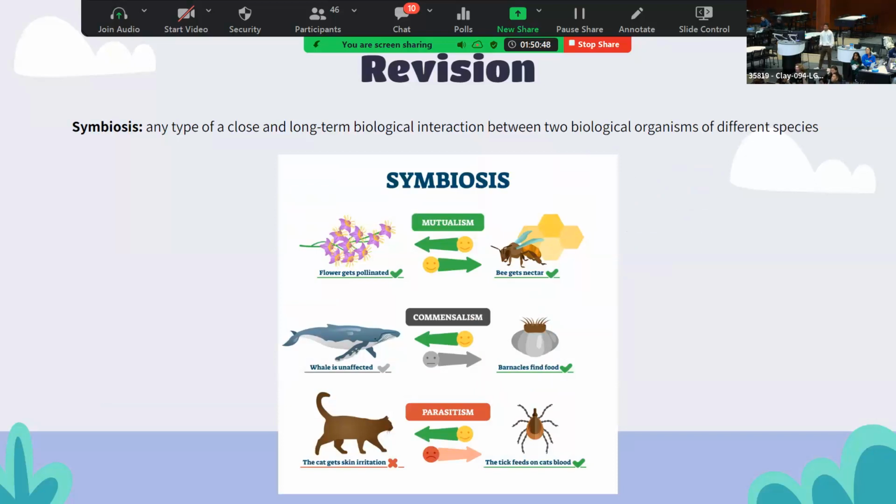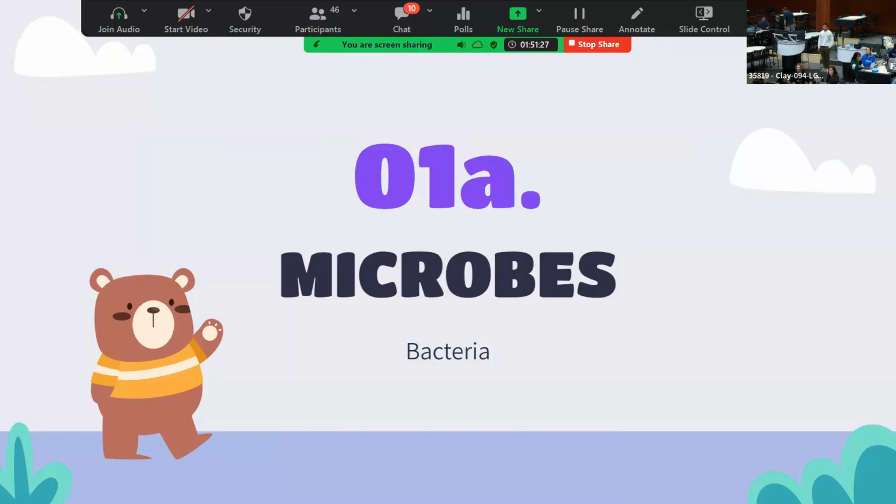Another concept that doesn't really fit anywhere else, so I'll put it in the revision, is symbiosis. That's any long-term relationship between two biological organisms. They include mutualism, commensalism, and parasitism. Mutualism benefits both. Commensalism benefits one species but doesn't harm the other. Parasitism harms one and benefits the other. You may have also learned competition and predation in science, but they're technically not symbiosis because it's not a long-term relationship. It's just an ecological relationship. All right, microbes.